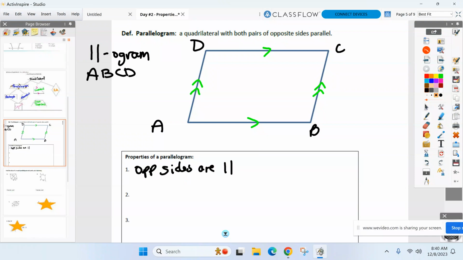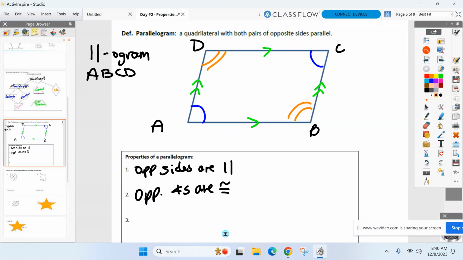Go ahead, Cork. Opposite angles. All right, there we go. Opposite angles congruent. That is another property. How do you mark angles congruent? Arc marks, right? So A is congruent to C, and then separately D is congruent to B.